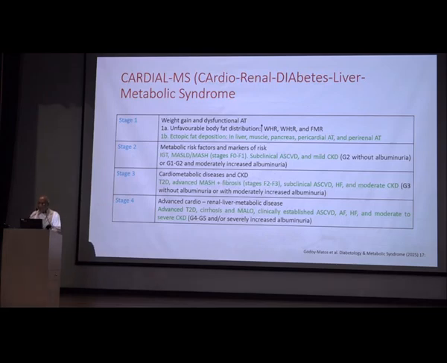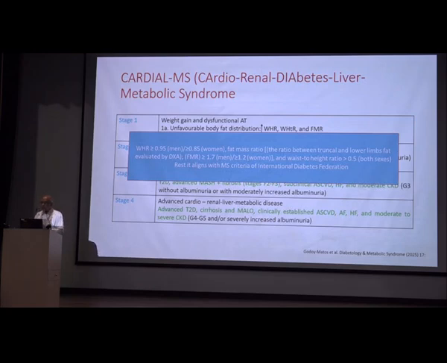Stage 2 is when metabolic risk factors and markers of risk are present. There is impaired glucose tolerance. There is MASLD, already stage F0, F1, subclinical atherosclerotic cardiovascular disease, and there is mild CKD. Stage 3 is significant cardiometabolic renal disease, what has been defined by AHA. You have diabetes, advanced MASH or MAFLD, fibrosis stage F2, F3, and moderate CKD. And stage 4 is, of course, advanced cardiorenal liver metabolic disease, which I'm talking about.